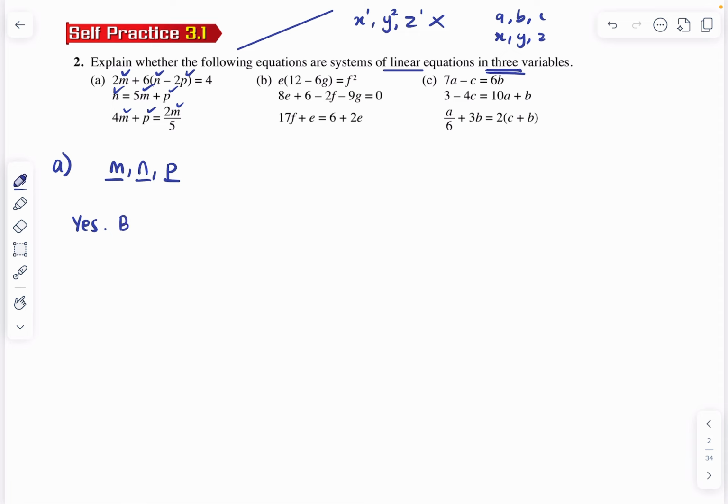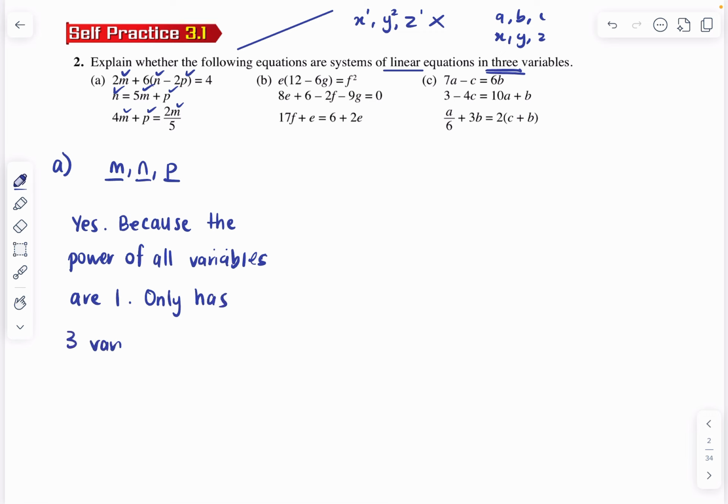Yes, you can say because the power of all variables are 1. And you can say we only have 3 variables M, P, N. Only has 3 variables M, N, and P. Done.